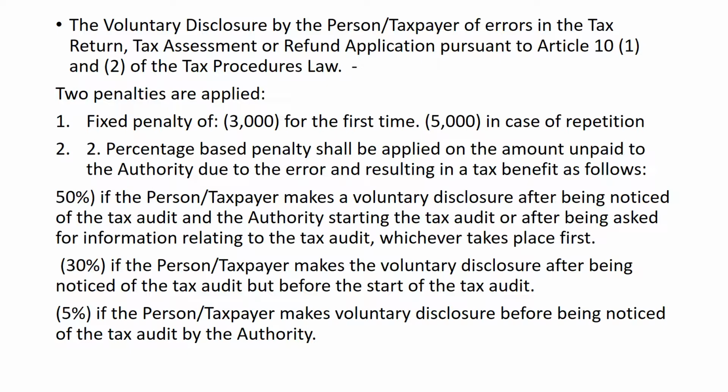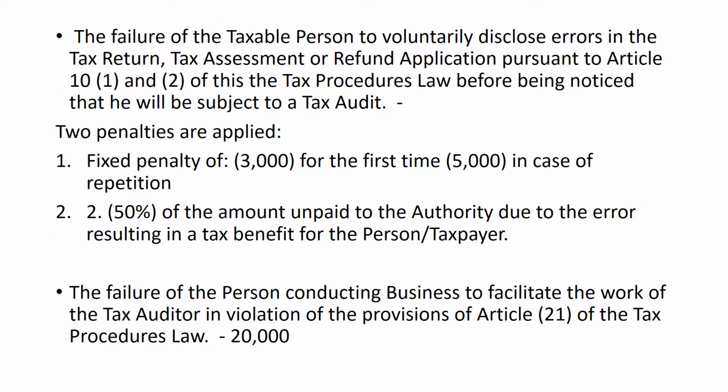It is again the same: 50% if the taxpayer makes a voluntary disclosure, 30% if they make a voluntary disclosure before the start of the tax audit but after being notified of the tax audit, 5% again after being notified of the tax audit. The failure of the taxable person to voluntarily disclose errors in the tax return, tax assessment, or refund application pursuant to Article 10, subsection 1 and subsection 2 of this tax law procedures before being notified that he will be subject to a tax audit.